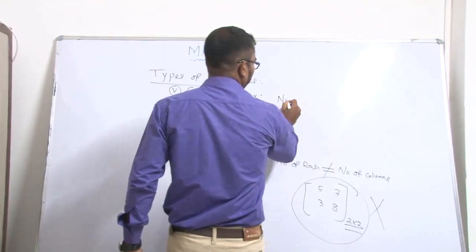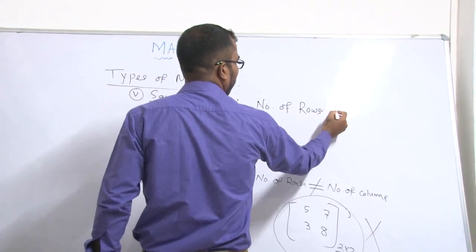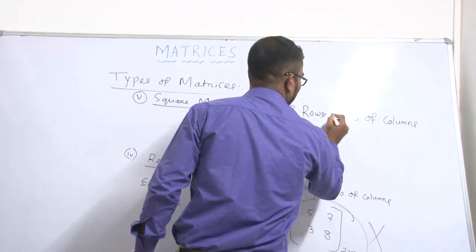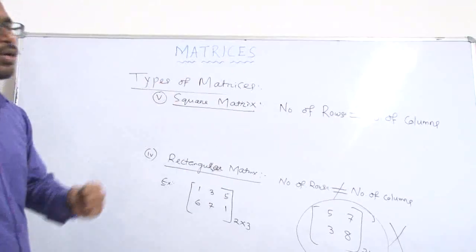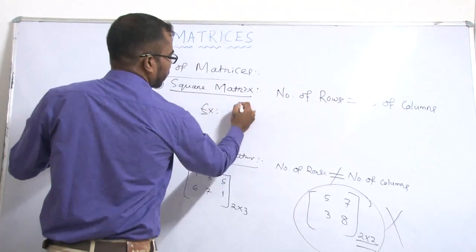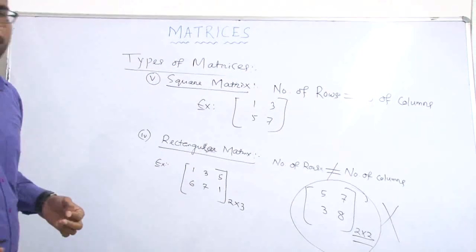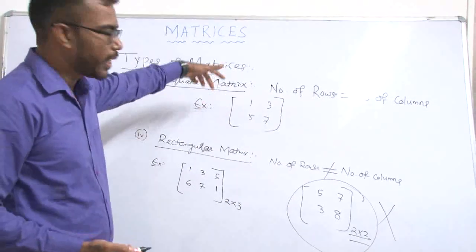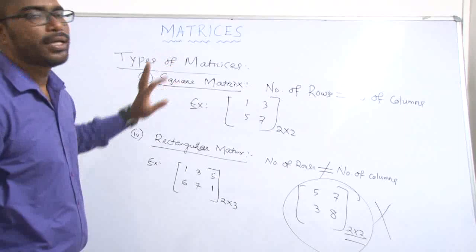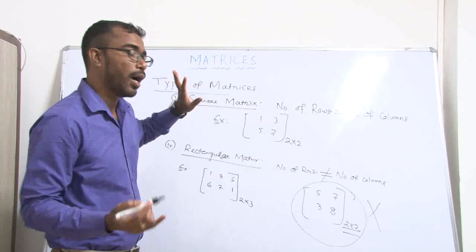Number of rows and number of columns are equal, then it's called square matrix. We take some examples here. 1, 3, 5, 7. It is a square matrix because it contains 2 number of rows and 2 number of columns. So its order is 2 into 2. So it is a square matrix. Square matrix means number of rows and number of columns are equal.